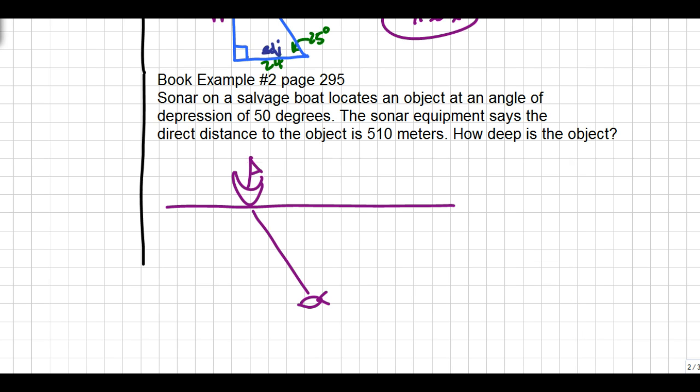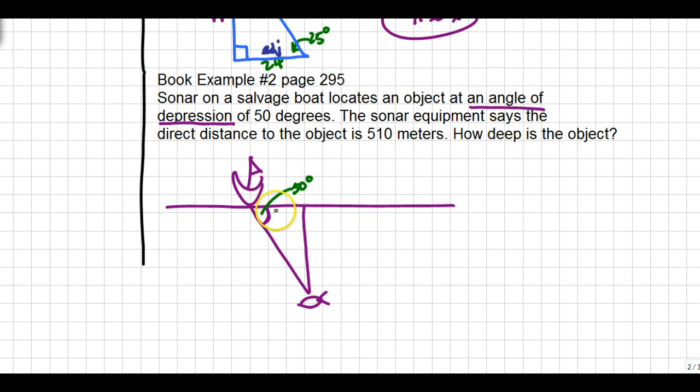Now from here, we can draw two different triangles. We can do a connection to the right and get a right triangle this way, or we can do a connection down below and get a right triangle that way. Either triangle will work. However, because of the inclusion of the phrase angle of depression, it would be better for us to use the triangle this way. Our angle of depression is right here. It's going from a horizontal downwards. If you did the triangle over here, I'll show you what that would result in at the end of this example. So our angle of depression is 50.